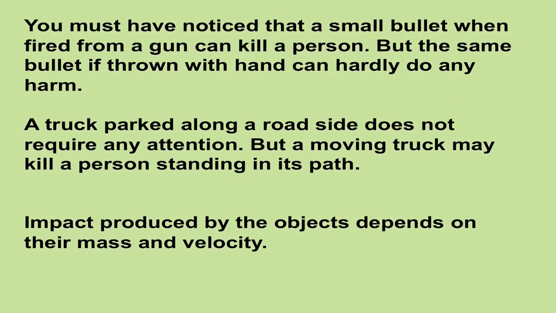You must have noticed that a small bullet when fired from a gun can kill a person, but the same bullet if thrown with hand can hardly do any harm. Similarly, a truck parked along a roadside does not require any attention, but a moving truck may kill a person standing in its path. Is it only the velocity of the truck which makes us frightened? If it is so, then a toy car moving with the same velocity as the truck would have equally frightened us. From these observations, it appears that the impact produced by the objects depends on their mass and velocity.